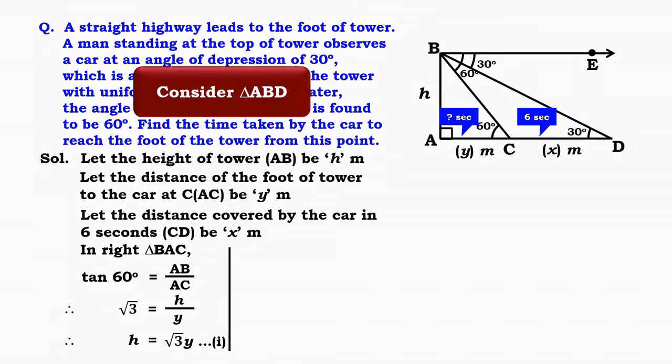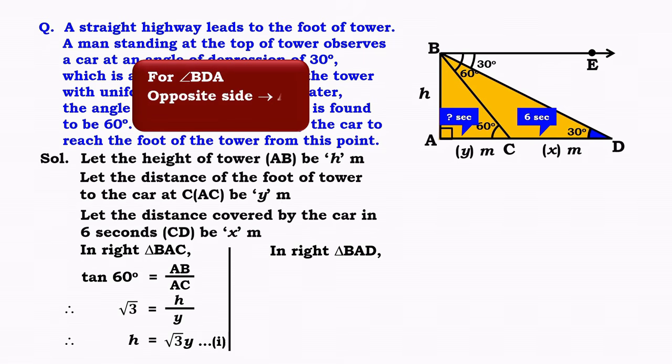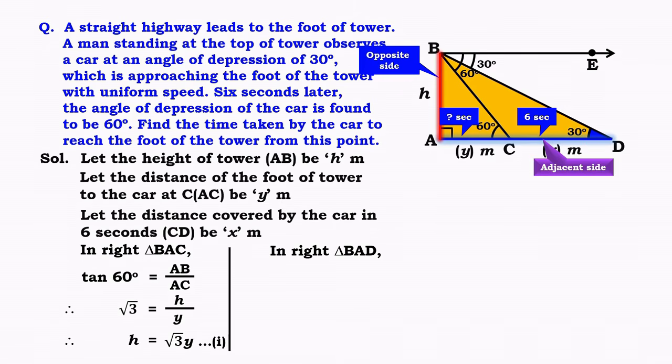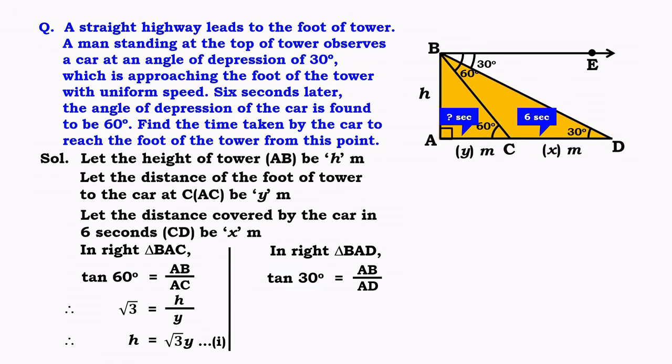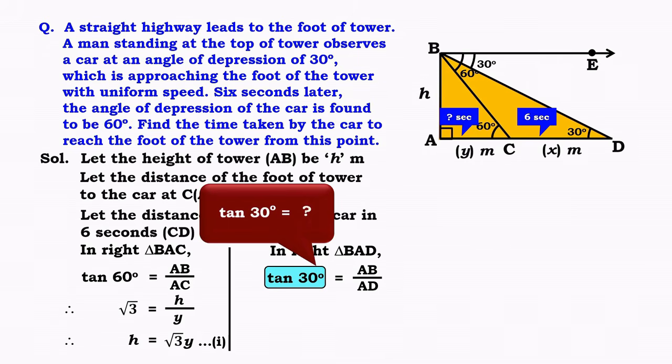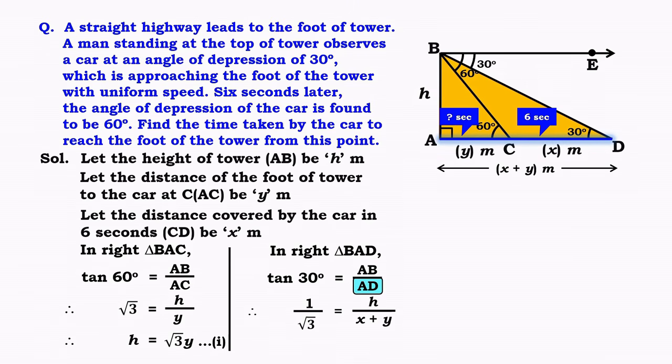Now, consider triangle ABD. For angle BDA, the opposite side is AB, and the adjacent side is AD. The ratio of the opposite side to the adjacent side reminds us of tangent. In right-angled triangle ABD, tangent 30 degrees is equal to AB divided by AD. Therefore, 1 divided by root 3 is equal to h divided by x plus y.